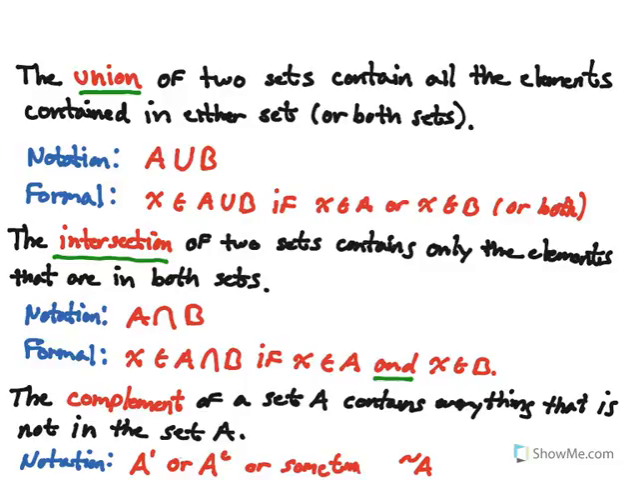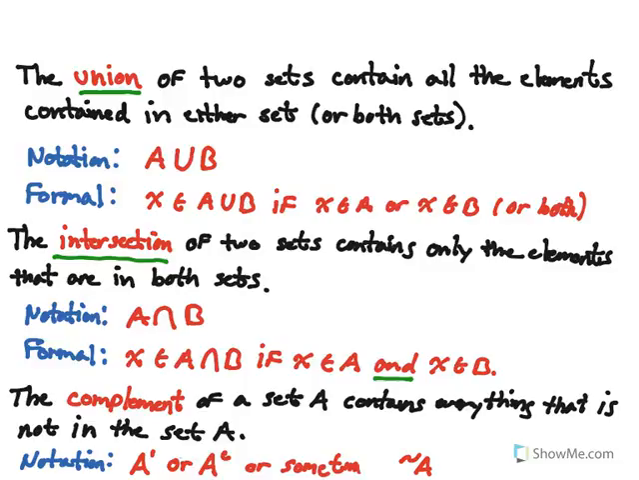Unlike the union, if you have an element that's part of A or just part of B, or it can be both, okay? So that's the difference between these two.